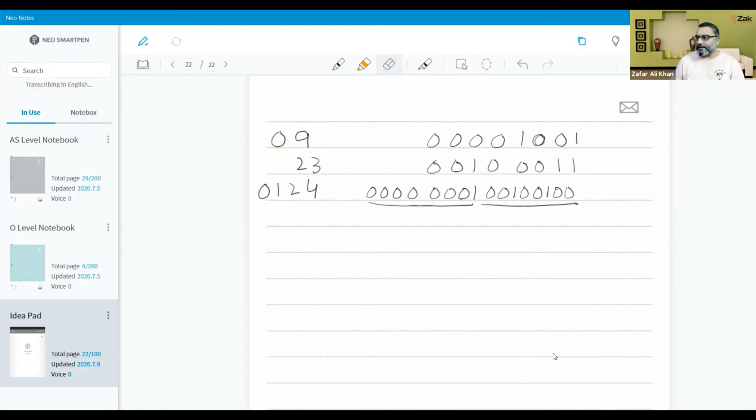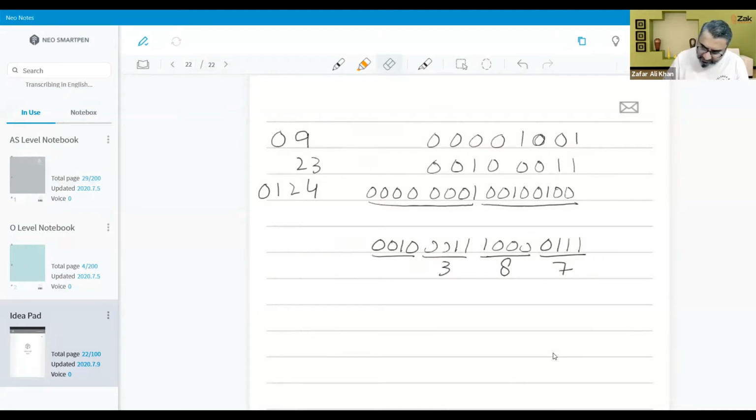Another thing that may come up is, they may give you 0010, 0011, 1000, and 0111. And they ask you, okay, which number is this in denary form? So you will be like, this is 7, this is 8, this is 3, this is 2. So this is 2, 3, 8, 7 in denary. That is fine, super. But know one thing, which is actually dangerous.